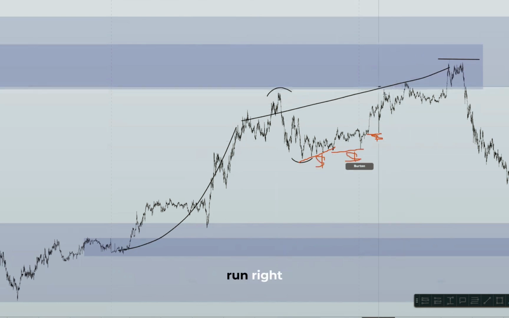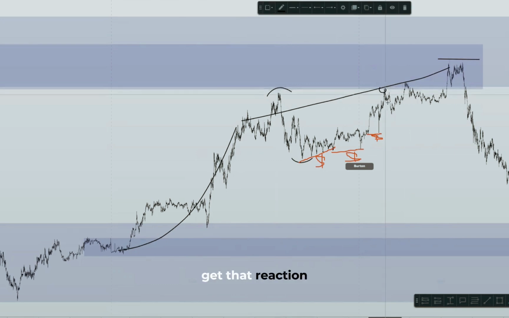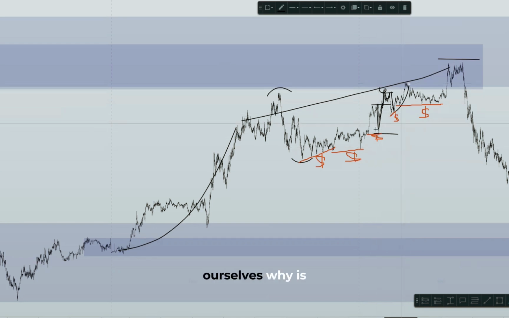This gets run, right? Notice that we get that reaction, that pull back into that reaction, and that move down into this range that's been created. Then we see that move away. And notice, we're always asking ourselves, why is this happening? Why is price not moving into a bottom of a range?